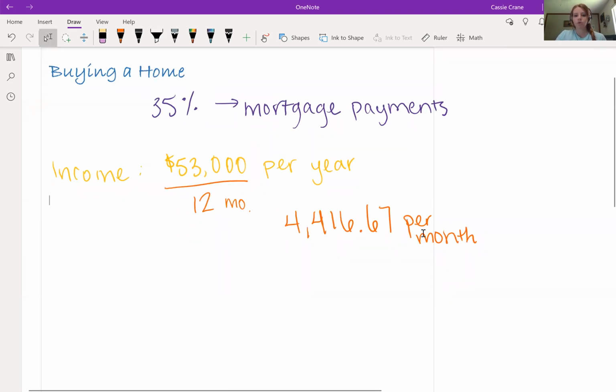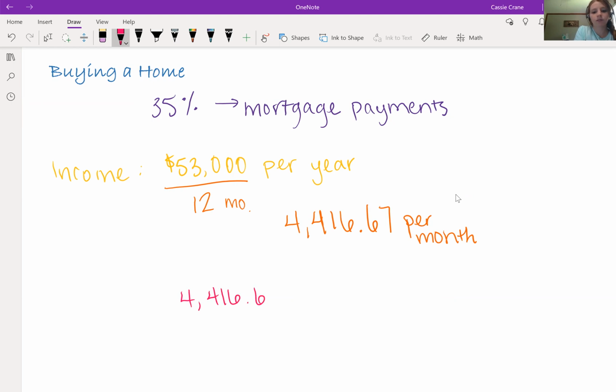So this is what we want to use as our monthly income. And we know we want to see how much we can afford for a house, which should be 35% of that or less. So we're going to find 35% of that number. So $4,416.67 times 35%, which we want to write as a decimal, so 0.35.